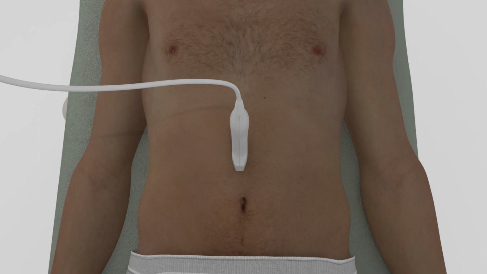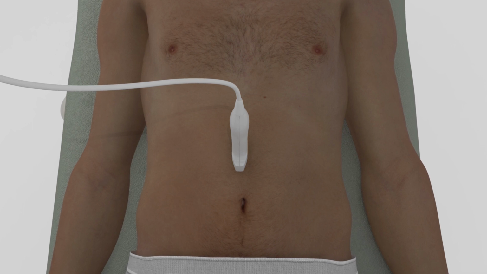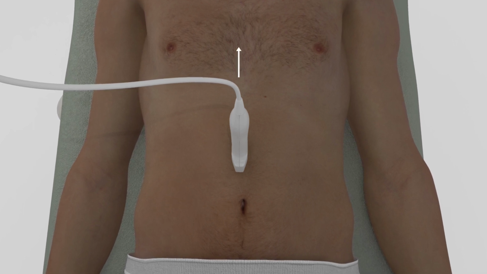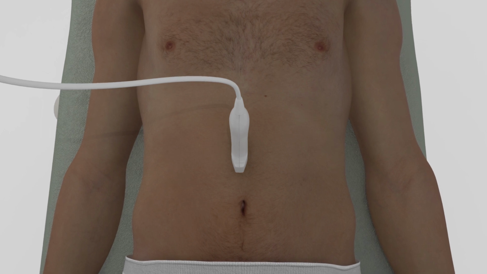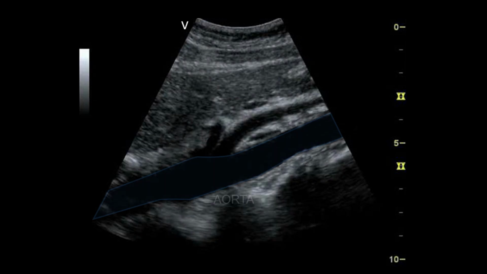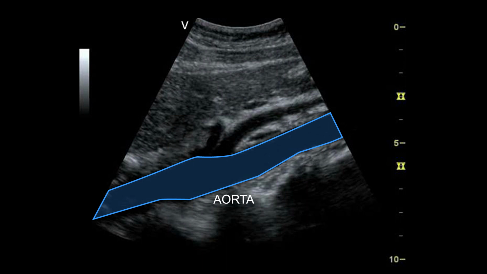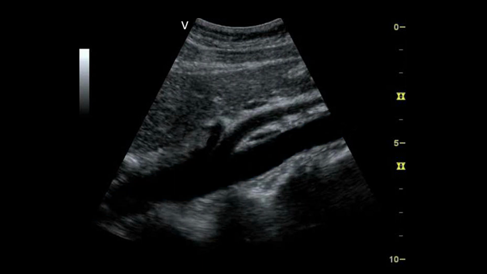Next, view the abdominal aorta in the longitudinal plane. Orient the probe so that the probe marker is pointing cephalad. Begin scanning just below the xiphoid process and continue scanning inferiorly to approximately the level of the umbilicus. In this long axis view of the abdominal aorta, you can see the celiac artery, the superior mesenteric artery, and the left renal vein.